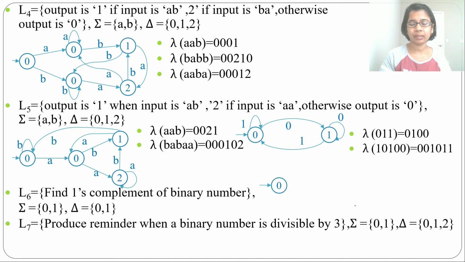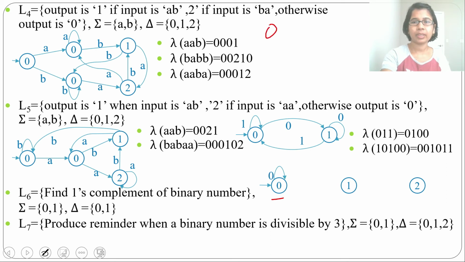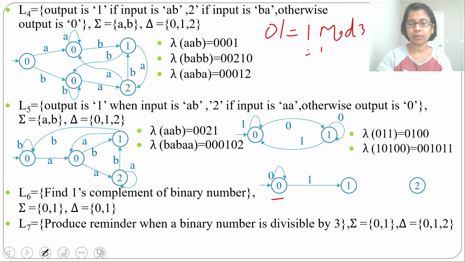So we'll create 3 states: 0, 1 and 2. Now at the initial state, for 0, it will be a self loop. Then for 1, what is the binary number? Binary number is 1. And 1 mod 3, that will be 1. So by 1, it will go to this state. Now we'll do this for the state with output 1.